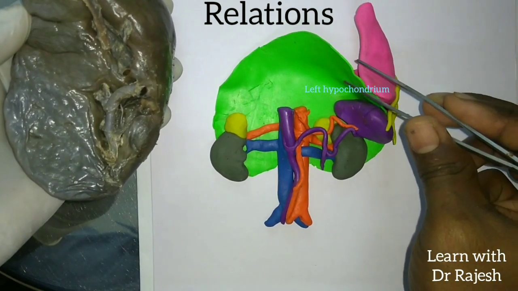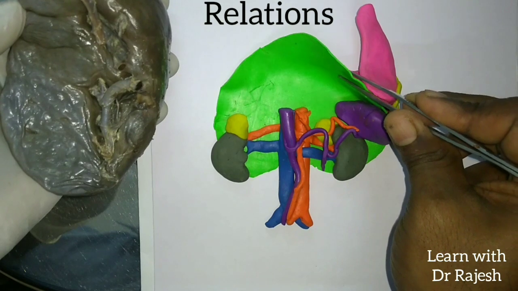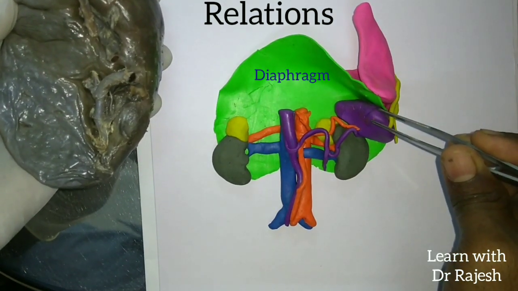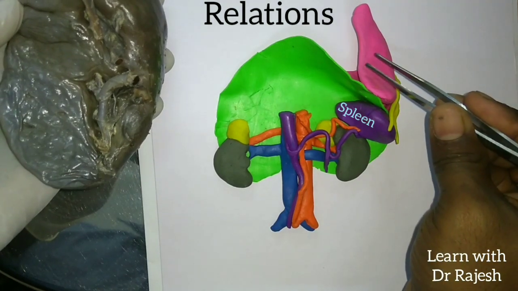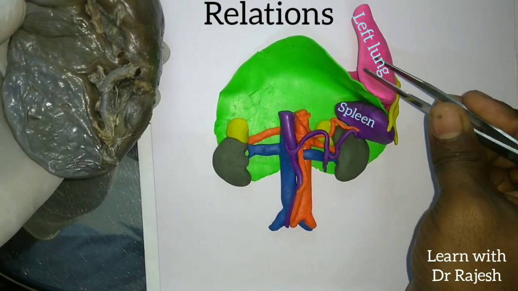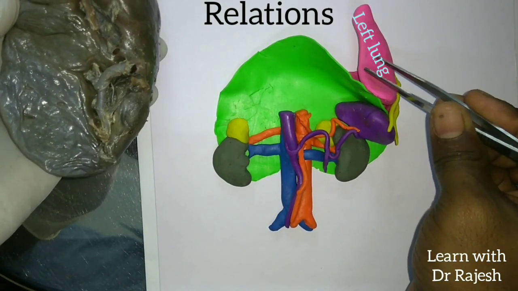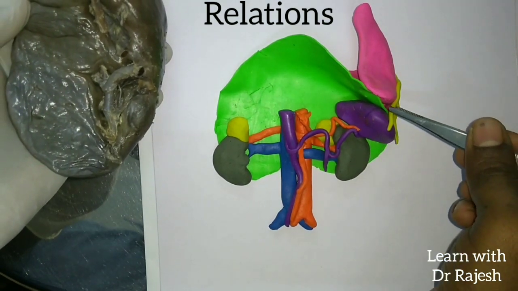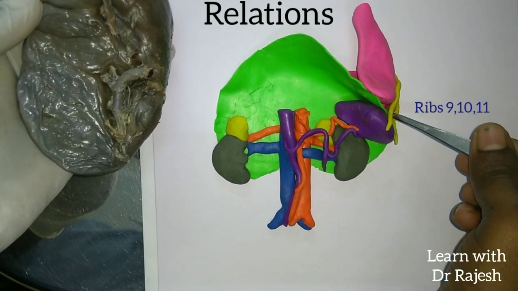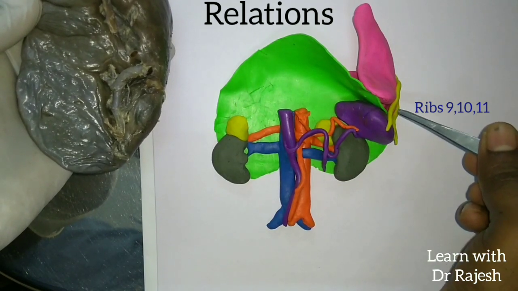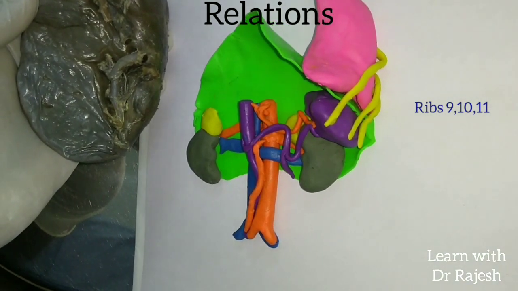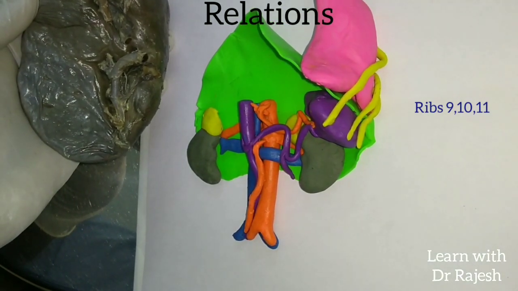Now, what you want to know is the other structures which are related. You can see this is the diaphragm, which is separating the spleen from the lung and the covering of the lung, that is the pleura. And you can see these yellow structures are the ribs, the 9th, 10th and 11th ribs.